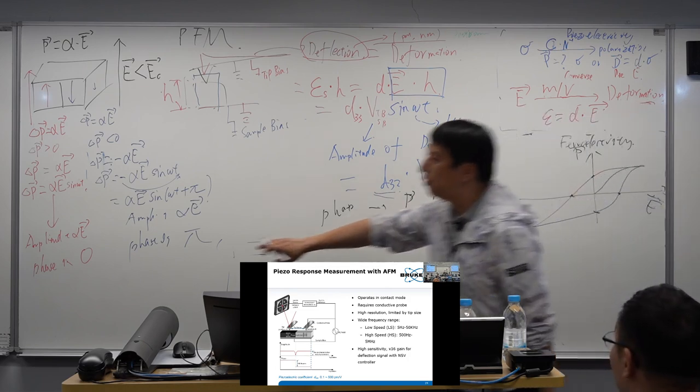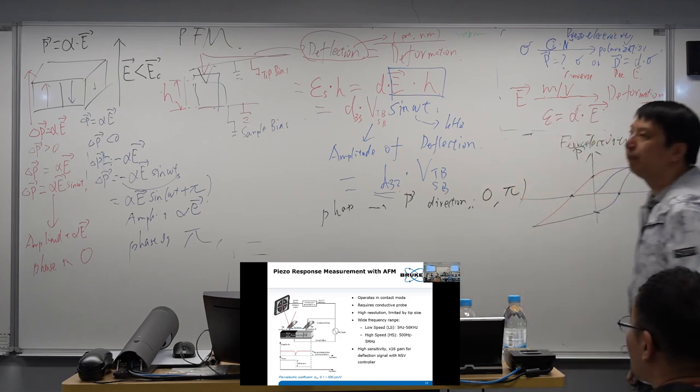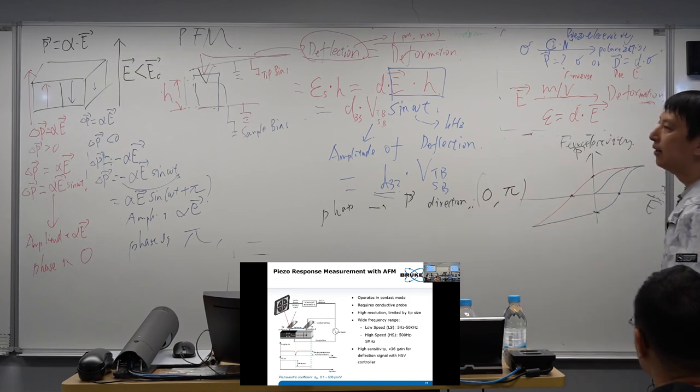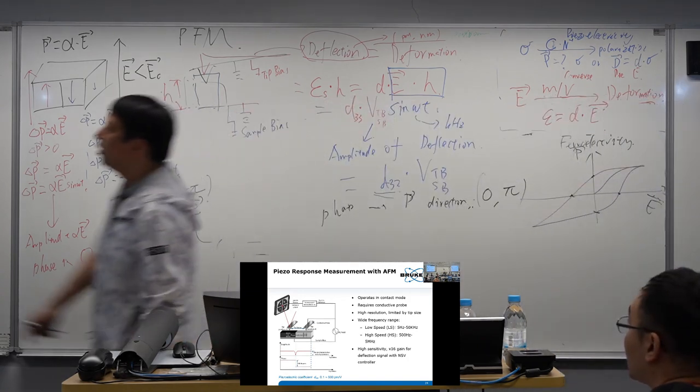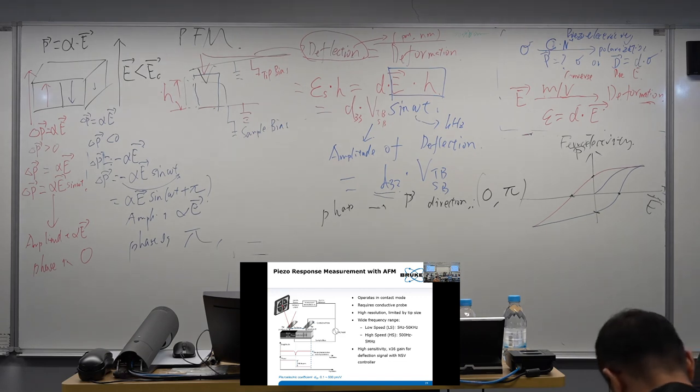So the phase from this discussion can only be 0 or pi. So it has only two directions. And usually the textbook will say the phase inside the PFM should have a 180-degree difference. That's because the phase here just tells us the direction changes. So the phase is only 0 and pi.